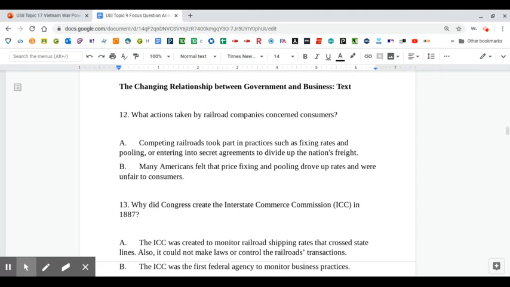The changing relationship between government and businesses. What actions taken by railroad companies concerned consumers? Well, competing railroads during this period of time took to the practice of fixing rates, pooling, or entering into secret agreements to divide up the nation's freight. Many Americans felt that the price fixing and pooling drove up their rates and were unfair to consumers.